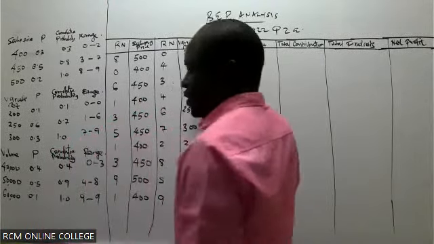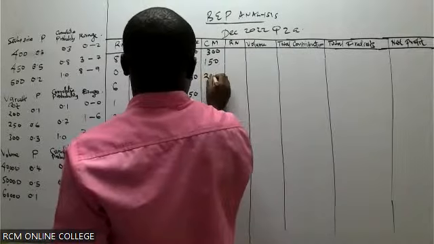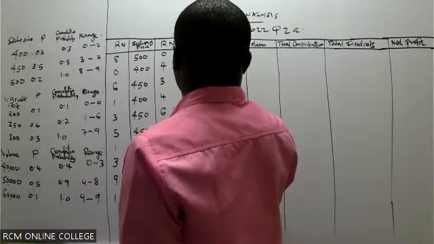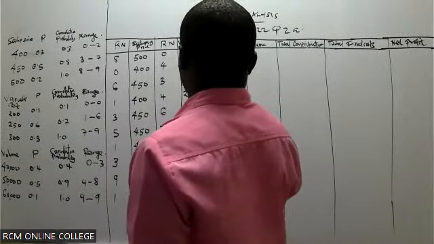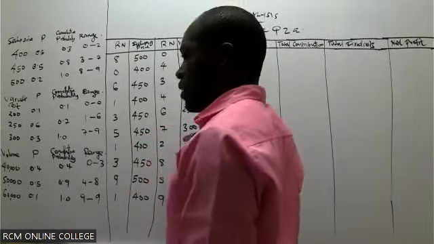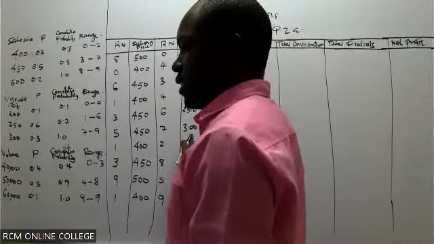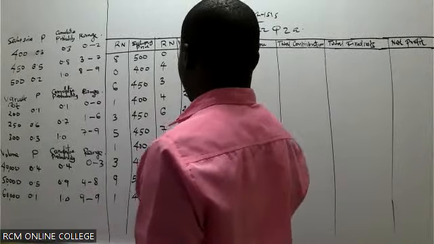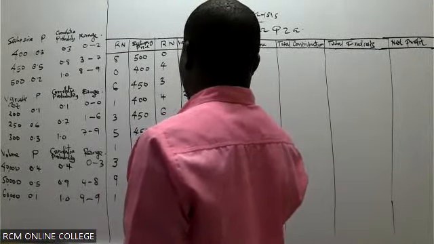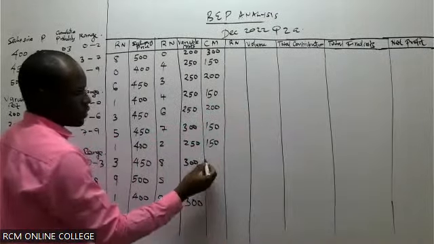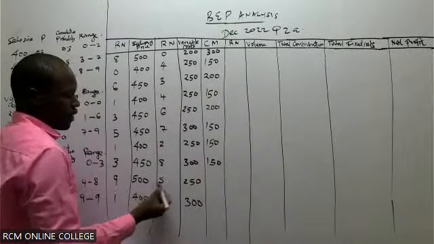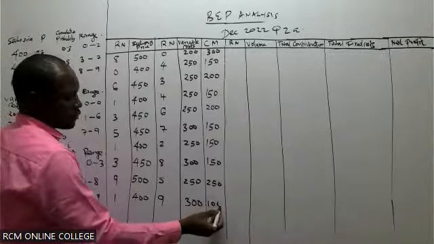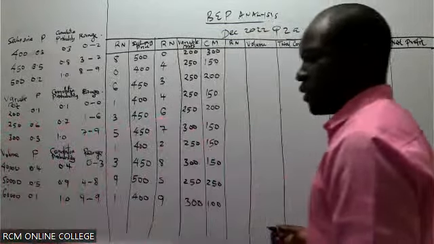The third one, 450 minus 250 will be 200. 400 minus 250, the same thing, 150. 450 minus 250, I think I have the same thing here, so it will be 200. 450 minus 300, that is 150. 400 minus 250, that's 150. 450 minus 300, that is 150. 500 minus 250, that is 250. 400 minus 300, that is 100.